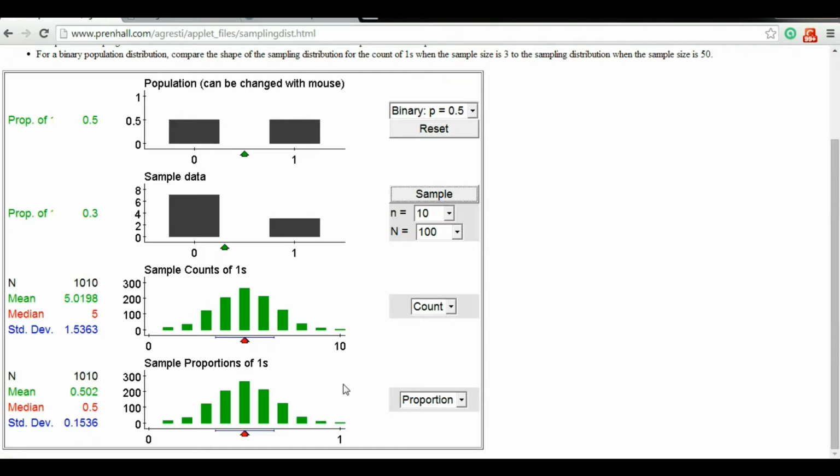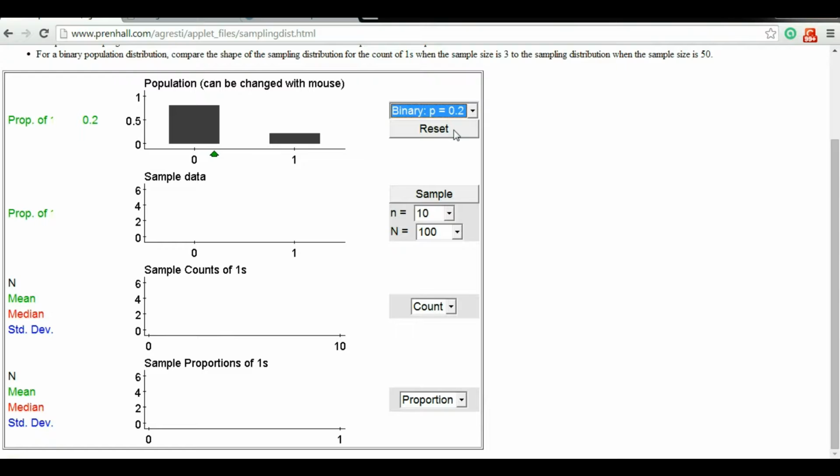Alright, so let's change this a little bit. Now I'm going to change our p-value to 0.2. So these here are the people who don't like Powerade, and these here are the people who do like Powerade. So 20% of people like it, 80% of people don't like it. Okay, so we're going to do a sample of 10 people.